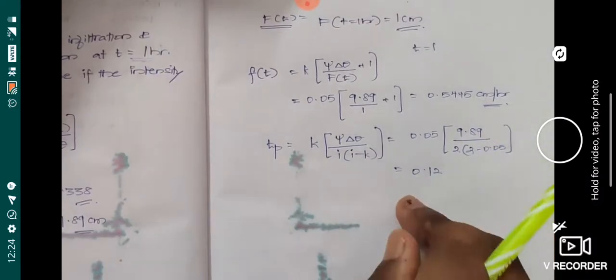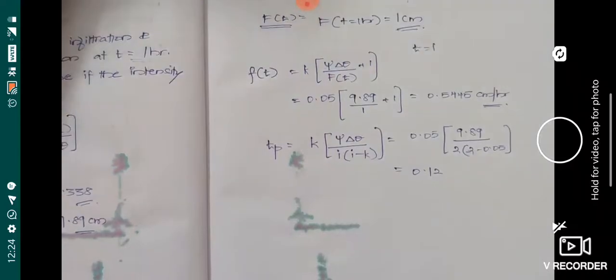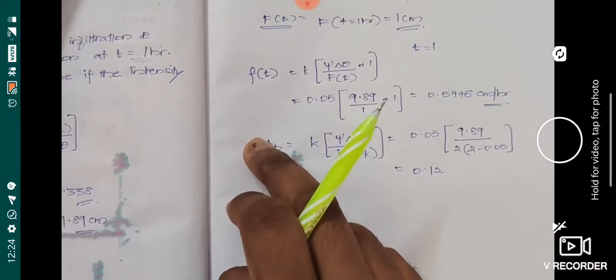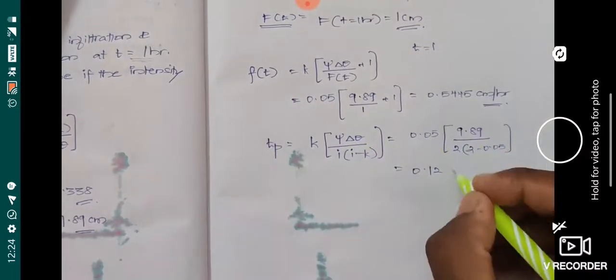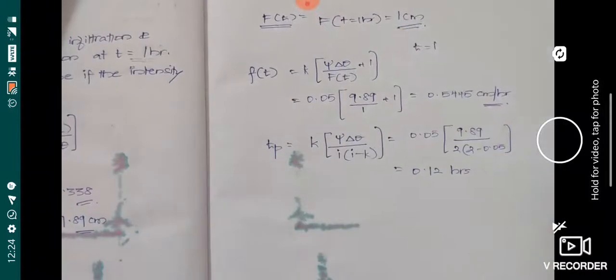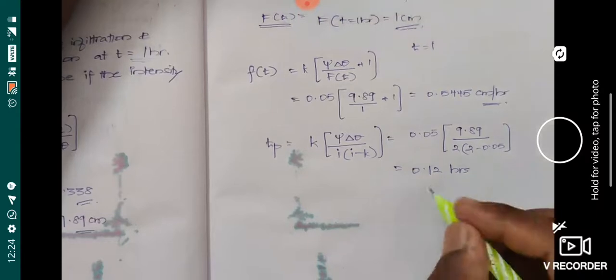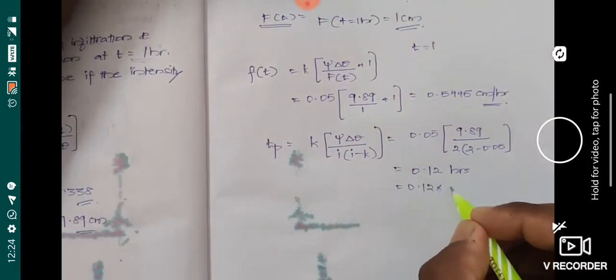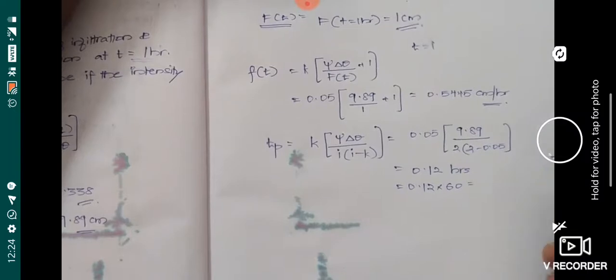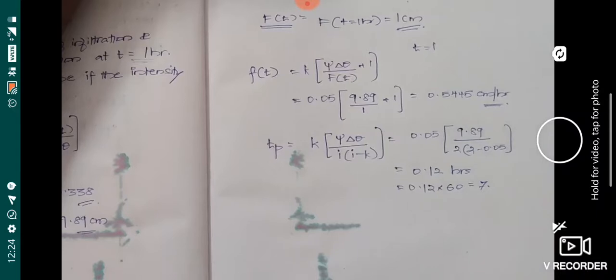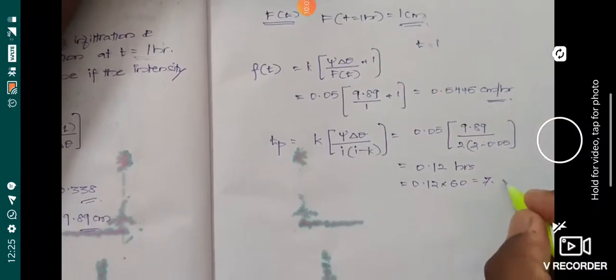Remember, we have seen that initially the only 2 units were there, centimeter and hours. So this is time. So time means it will not be centimeter. The only unit will be hours, because we haven't converted anything. We have used centimeter as such, we have used hours as such. So the answer will be in hours. To find that in minutes, multiply by 60. So you'll be getting it as 7.2 minutes.